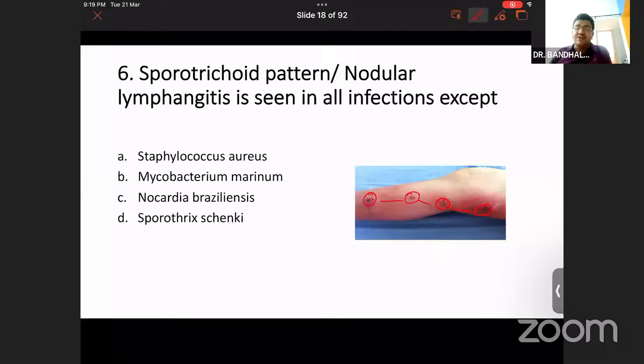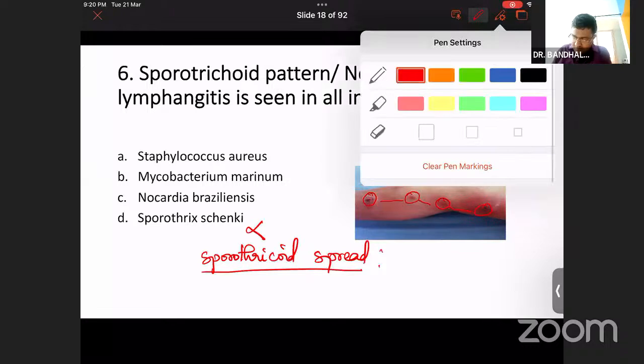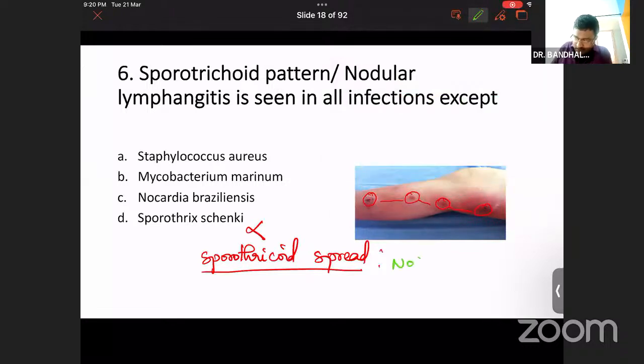The name itself, we can rule it out. Sporothrix schenckii won't be the answer because that will obviously have a sporotrichoid pattern. The other causes of sporotrichoid spread are nocardiosis, which is caused by Nocardia brasiliensis. So that option is also out. Then swimming pool granuloma.